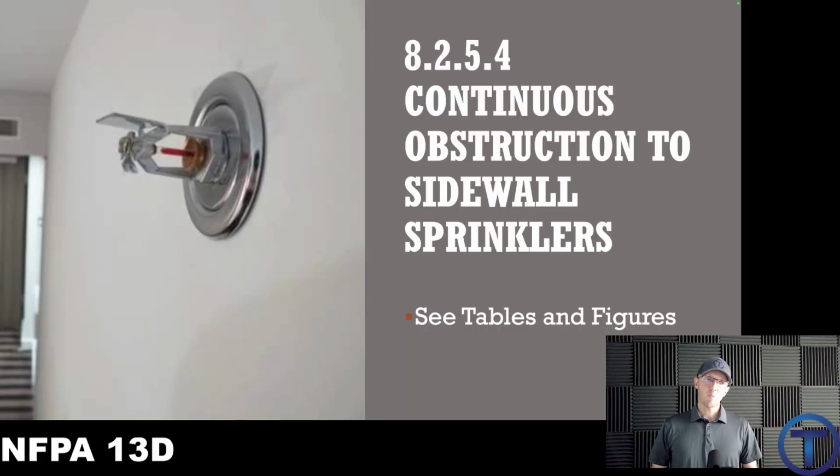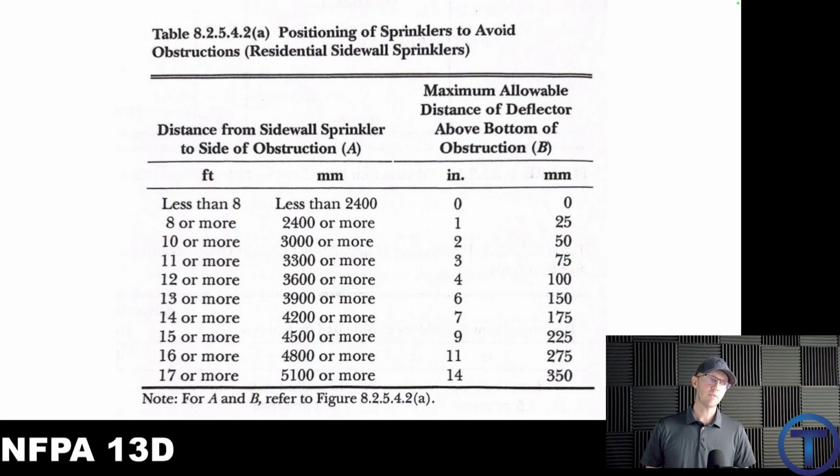Moving on to 8.2.5.4, now we're looking at a continuous obstruction to a sidewall sprinkler. Previous to this, we were looking at the pendants and uprights. Now we're looking at sidewall, and we're going to have a similar thing. We're going to look at some tables and some figures. Let's get into this. We've got table 8.2.5.4.2a. Once again, down the left side, we have distance from sidewall sprinkler to the side of the obstruction.